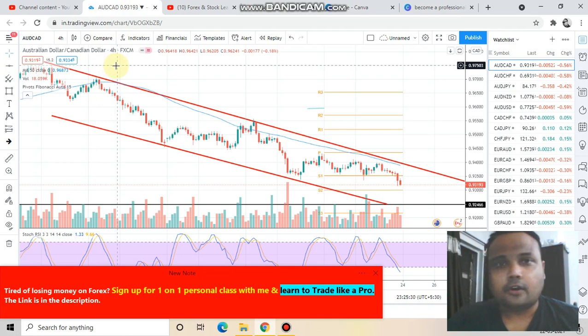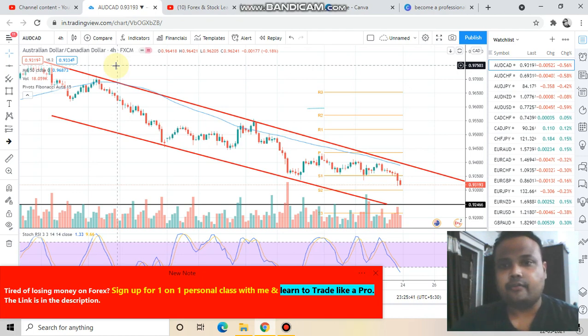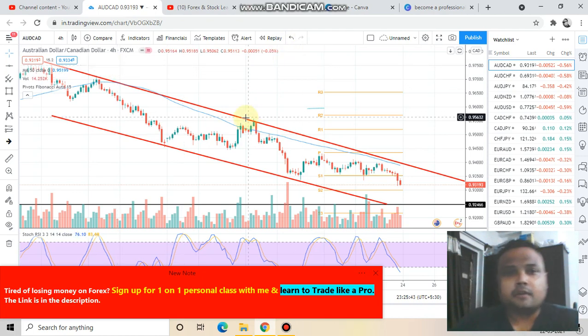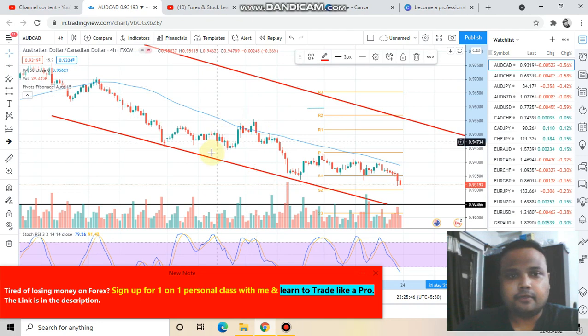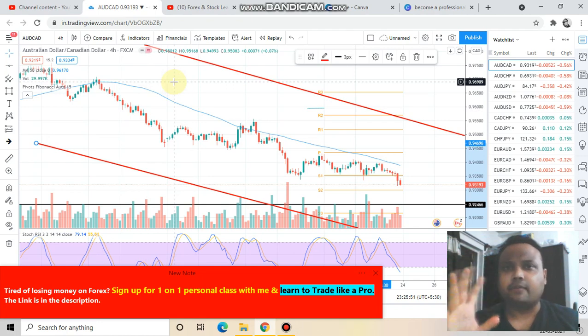So this is the chart of AUD CAD, Australian dollar Canadian dollar, and if you look at the chart, then you can easily tell that the market is in a downtrend. There's no doubt about it. And you can see that I have drawn a few lines here. First of all, I would like to mention that though the market is in a downtrend, the market is beautifully following or getting resistance from the 50 moving average.